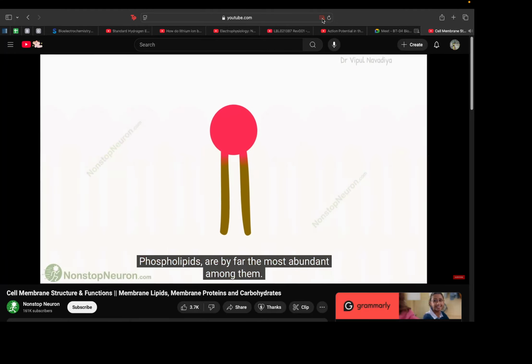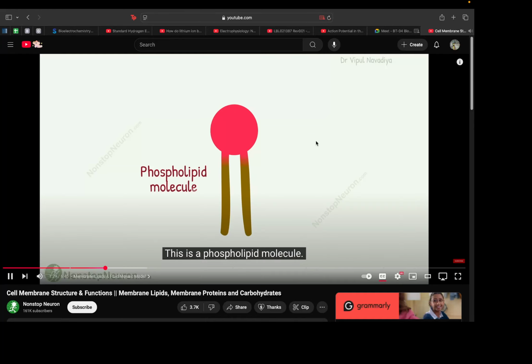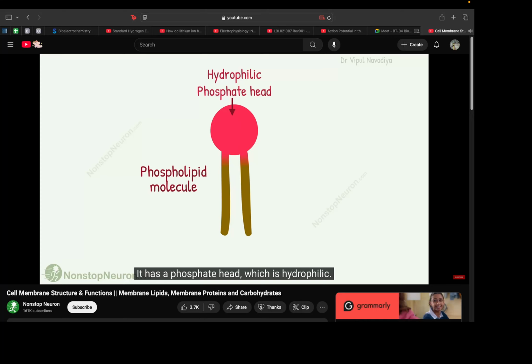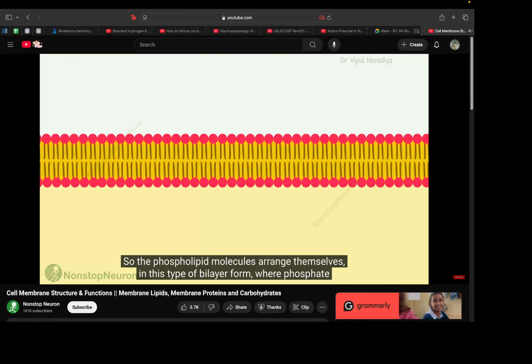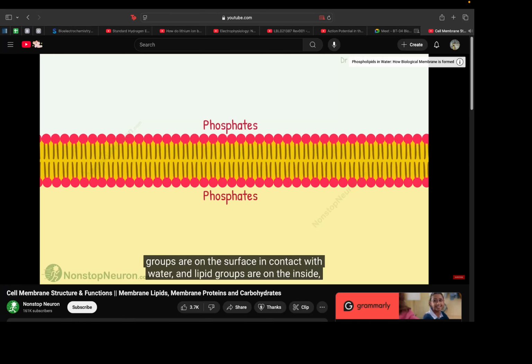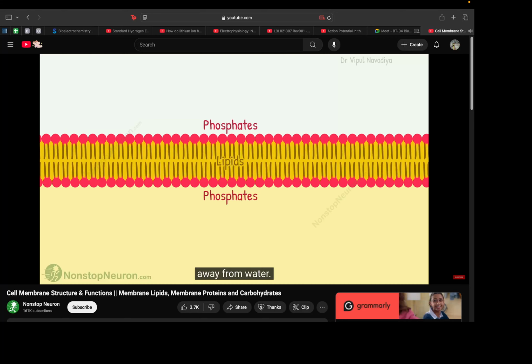This is a phospholipid molecule. It has a phosphate head, which is hydrophilic. Means it likes to be with water. And a lipid tail, which is hydrophobic. This means it likes to stay away from water. So the phospholipid molecules arrange themselves in this type of bilayer form, where phosphate groups are on the surface in contact with water, and lipid groups are on the inside, away from water. This is called hydrophobic interaction.